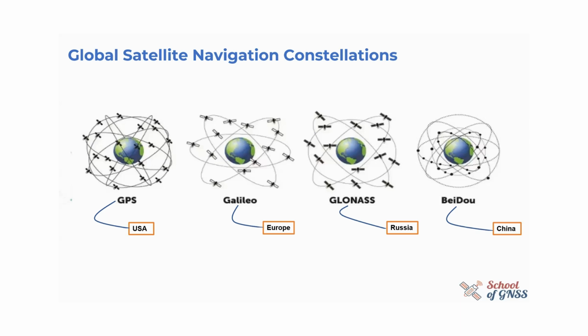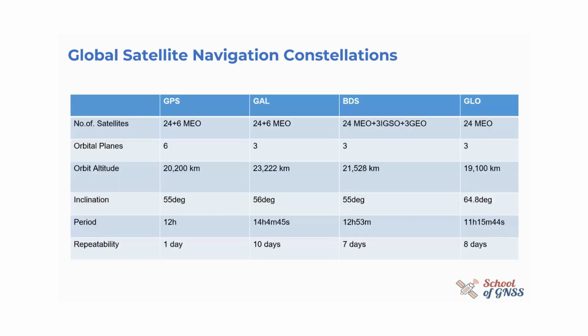Okay, let's have a look at how many satellites, how many orbits there are, and what the period and repeatability of these constellations are. Let's have a look at this table, which provides a brief overview of the constellations which cover the globe. For GPS, the number of satellites is 24 plus 6. And this MEO is the medium Earth orbit. So there are different numbers of orbits.